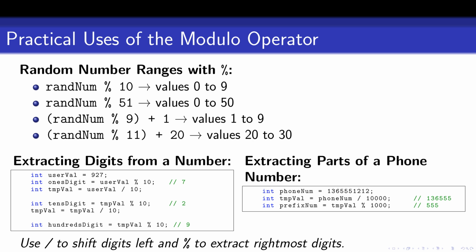Another use is digit extraction. For example, to pull digits from the number 927, you can use modulo and division operations to isolate the ones, tens, and hundreds digits. You can also use modulo to isolate parts of large numbers like phone numbers. These techniques are useful in countless real-world problems, from formatting output to solving algorithm challenges.